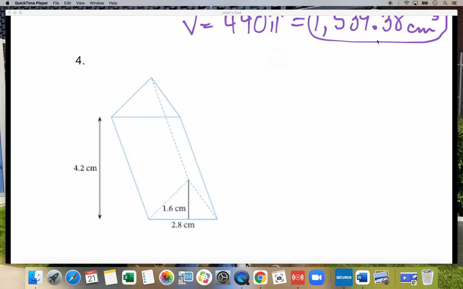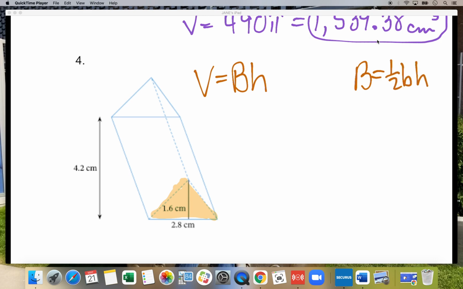All right, let's take a look at this final figure for today's notes. Again, I'm going to grab my formula, V equals the area of the base times the height. If I take a look at this figure, my base is a triangle. So that is 1/2 little b times h, the base times the height. Big B is 1/2 times the base, which is 2.8, so they made it easy for us. The height is 1.6.